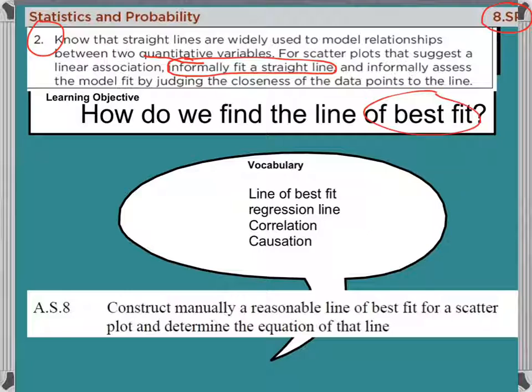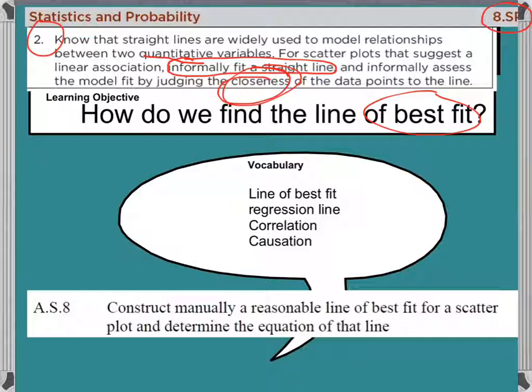And informally assess the model by judging the closeness of the data points to the line. So we're going to talk about how you can make an argument or a statement about how the line fits. Does it fit well? Does it not fit well? Based on the idea of closeness. Okay, so that's the 8th grade standard.